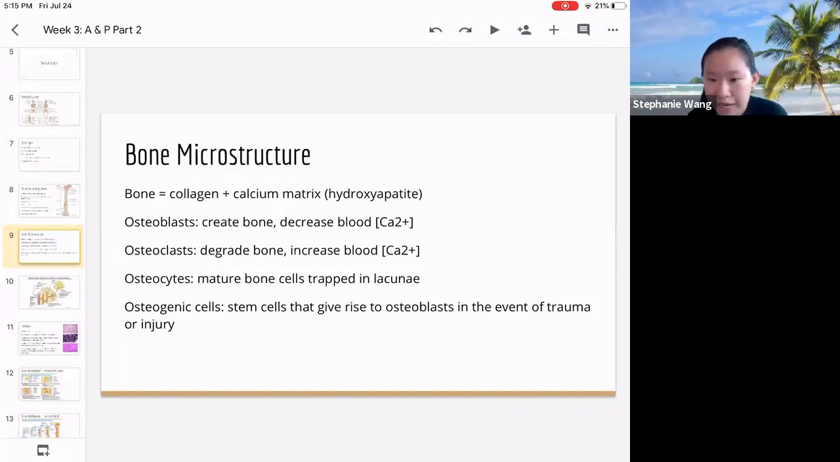Isha asked, what does the prefix osteo mean? Yes, it does mean bone, correct. Lucas asked, what is cartilage? We will talk about that in just a minute, so hang tight.